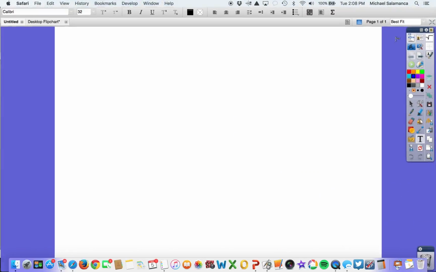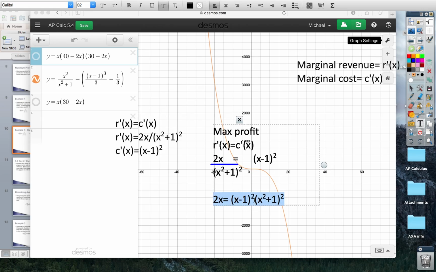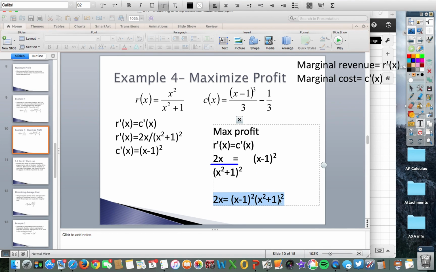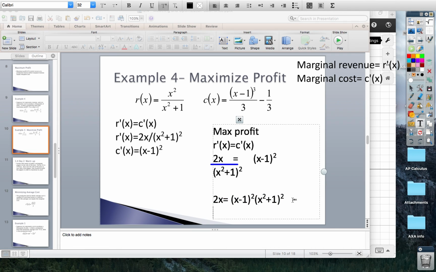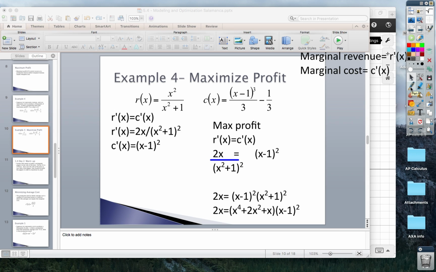And if we look back at our equation that we have, we can't exactly solve this for x because we're going to end up with a lot of mess. So if we try to simplify this even further, we get 2x equals x to the 4th plus 2x squared plus 1 times x minus 1 quantity squared. And so obviously, it's not going to work out for us. And as you can see on the graph, it didn't. So let's try another problem.